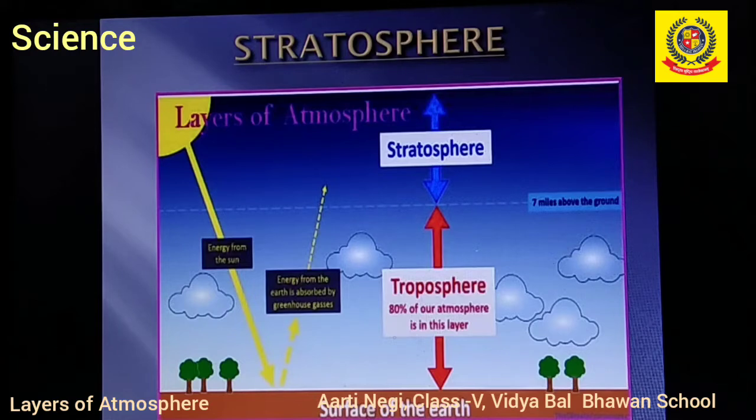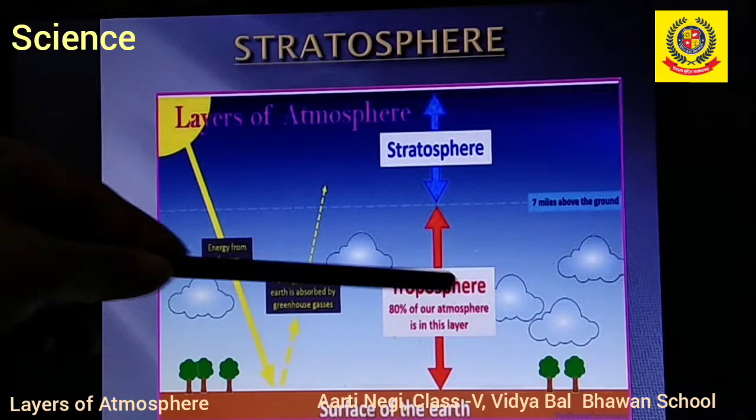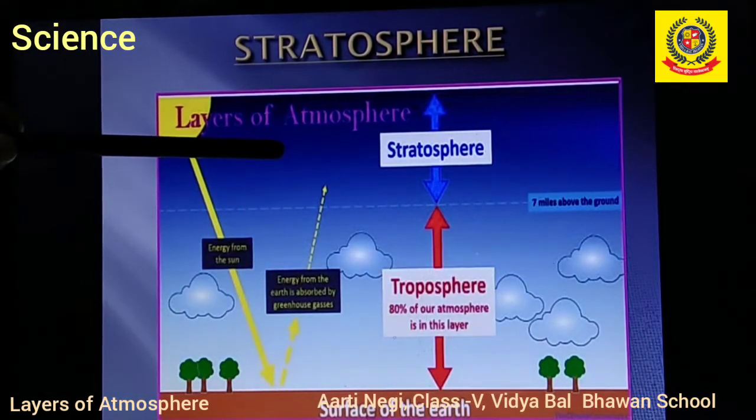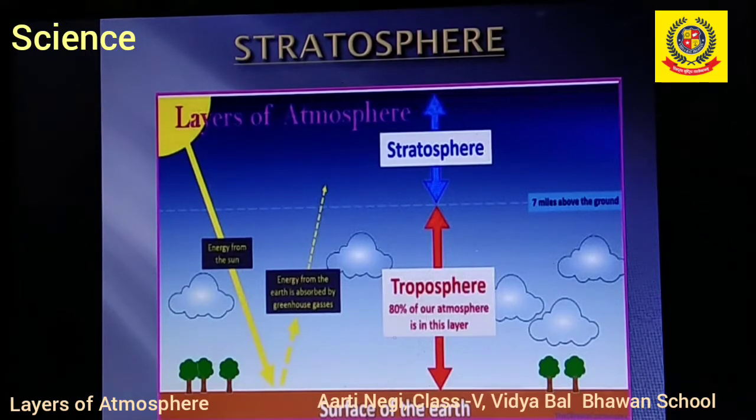Clouds are rare in this layer, so that is why aircraft usually fly in this layer. Because of the absence of clouds, all aircraft like aeroplanes fly in this layer very easily. You can see here also, the clouds are present in the troposphere layer only. There are no clouds in stratosphere. So that's why, to get a clear path, aircraft fly in this layer.